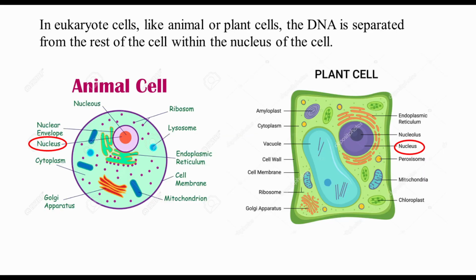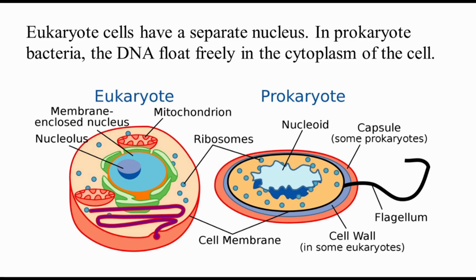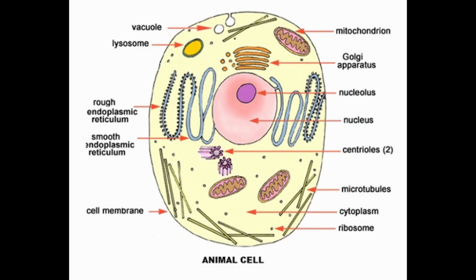In eukaryote cells, like animal or plant cells, the DNA is separated from the rest of the cell within the nucleus of the cell. The figure shows eukaryote cells have a separate nucleus. In prokaryote bacteria, the DNA floats freely in the cytoplasm of the cell. The figure shows an animal cell with its nucleus and other major structures labeled.